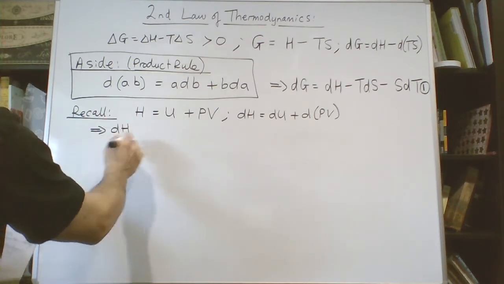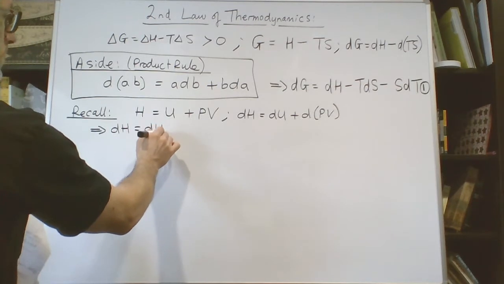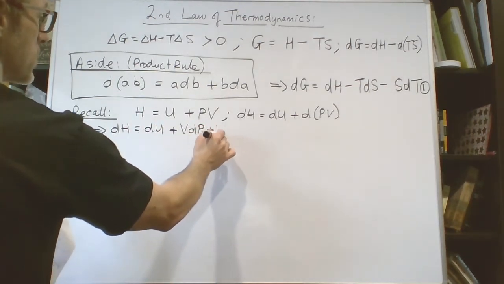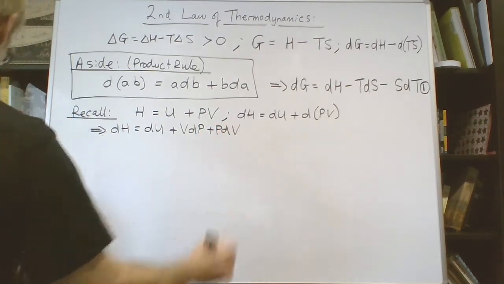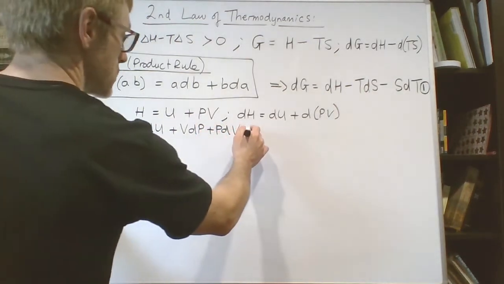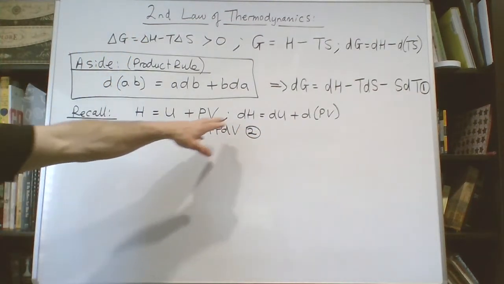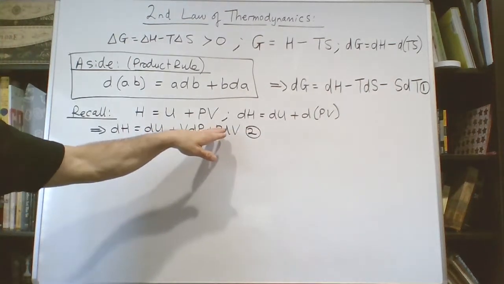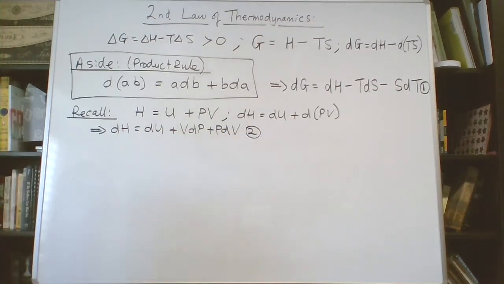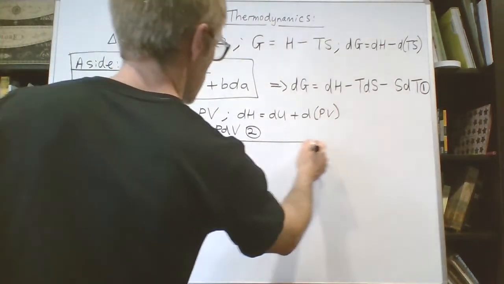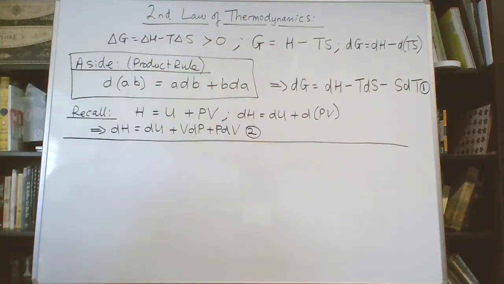So dH is dU plus VdP plus PdV, and let's call that equation 2. Okay, so we applied the product rule to this product here, and we were able to come up with equation 2. There's a couple of extra bits and pieces we'll need so that we can do something with this equation. I'm just going to underline that to keep it separate.